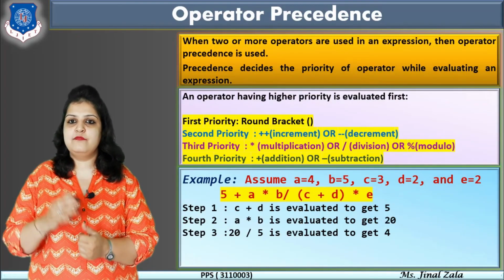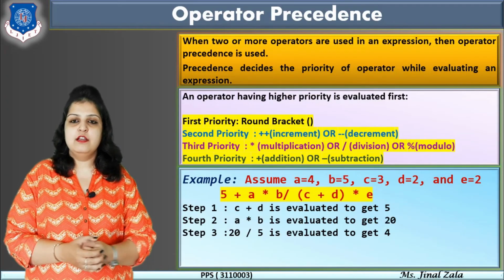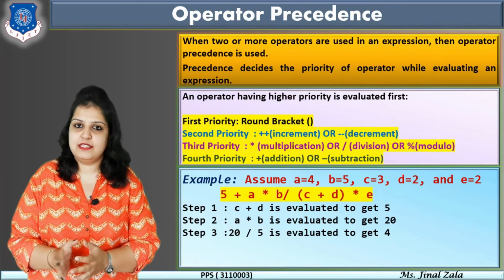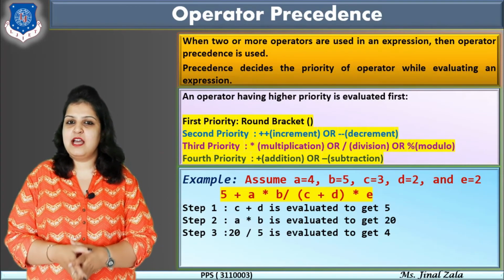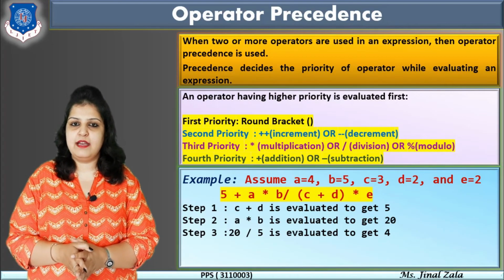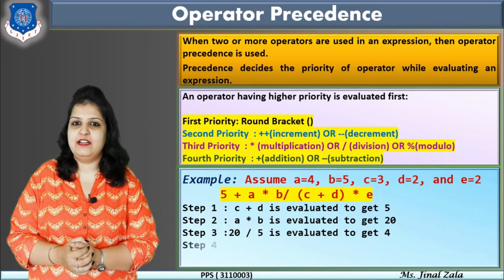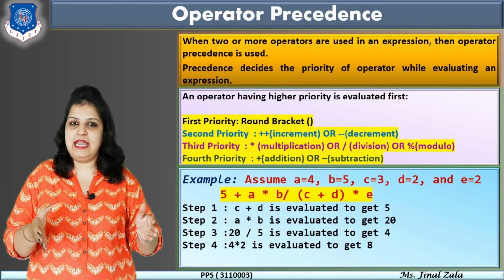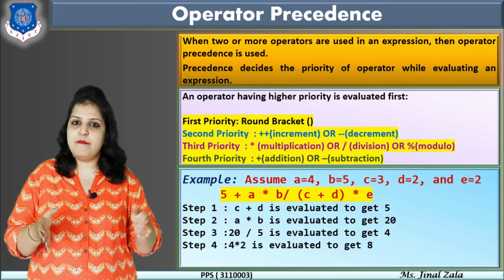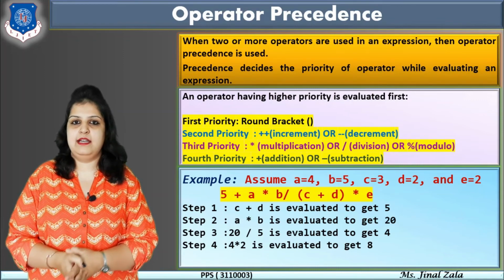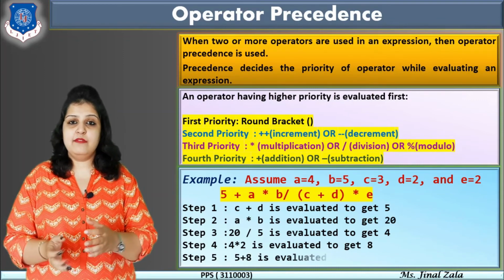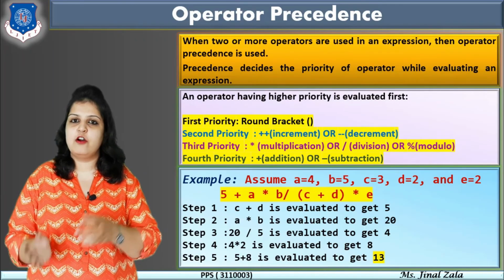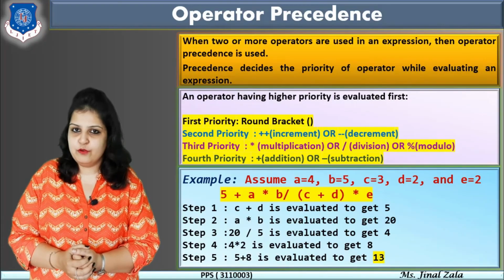Now check what will be executed next. So 5 plus 4 into 2. Our expression is like that. Multiplication also has higher priority, right? So 4 into 2 is evaluated first as 8, and last 5 plus 8 addition is performed, and our final answer we will get as 13. So when we have more operators, we can evaluate the expression according to its precedence rule.